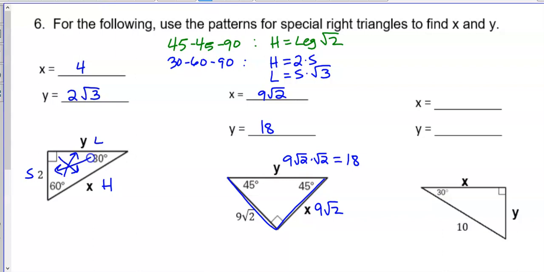Moving on to the next one, another 30, 60, 90. Here's your short side, here's your long side, here's your hypotenuse. So remember, your hypotenuse is twice as long as your short side, which means if your hypotenuse is 10, your short side is 5, and then your long side is that short side times the square root of 3. So x is 5 times the square root of 3, and y is just 5.